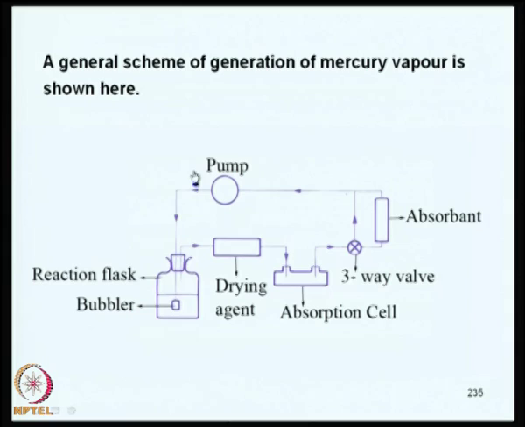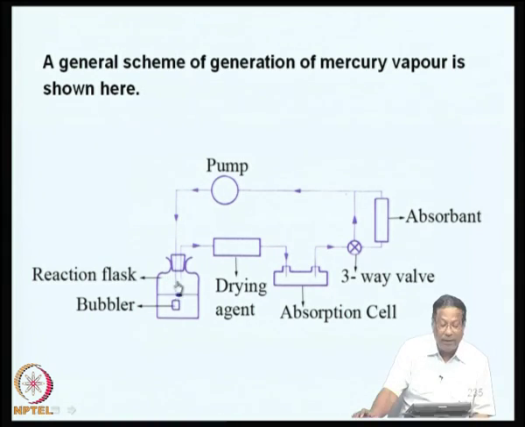It is a very simple system. You just have a flask of your sample and you connect a bubbler and pass the compressed air into this. You add sodium chloride in this, through a tube and keep on passing compressed air through this, and then pass it through a drying agent to remove moisture, and the dry air is passed into an absorption cell, and this absorption cell is put into the optical path of the flame. And then we have a 3-way valve, absorbent, etc., but all other details are mundane except that the sample is converted into vapor and put into the optical path.